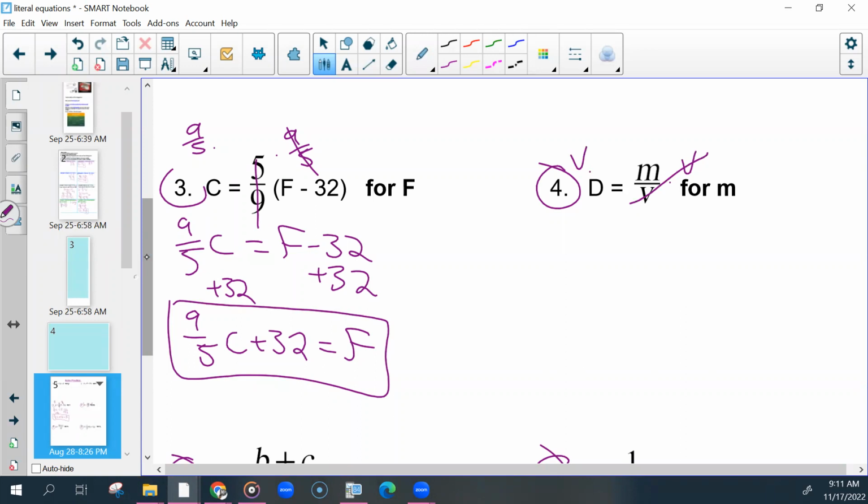So the V's would cancel on the one side. We'd be multiplying V and V together. Whether you put VD or DV doesn't matter. And that would be our equation. We don't have anything else to do. Questions on that one?